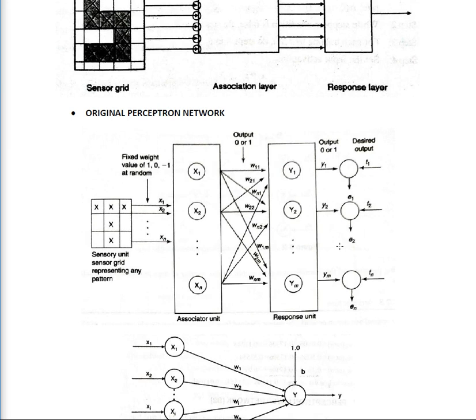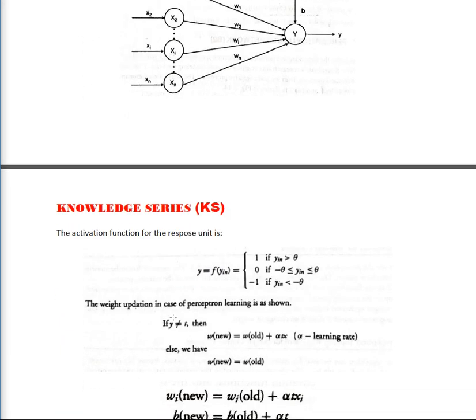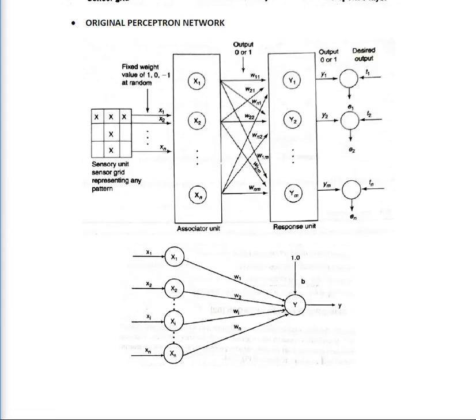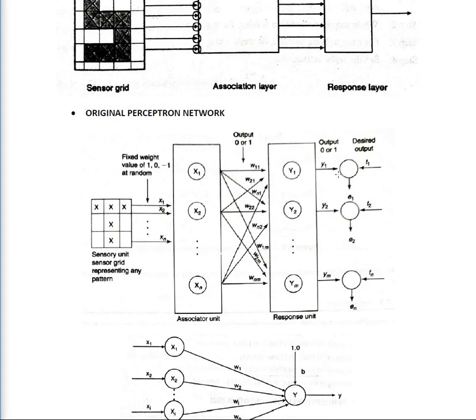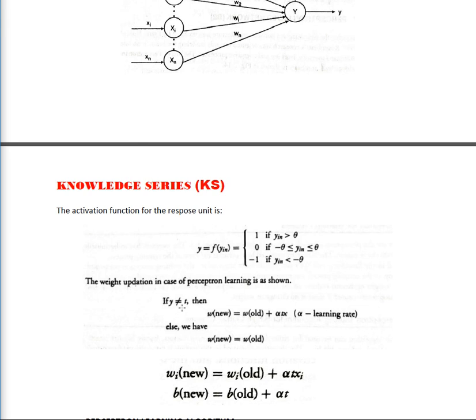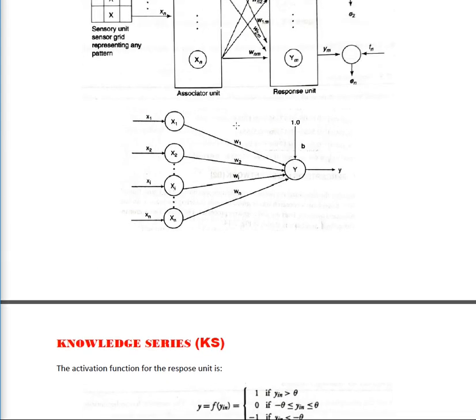Now here you have to see that the weight updation of the perceptron shows the learning. That means there is the actual or predicted output and the desired output, so that is the target. If there is a variation, it is represented this way: y is not equal to t. If y is not equal to t, then what is going to happen? You can see that the weight is going to be modified. You have to modify this weight.